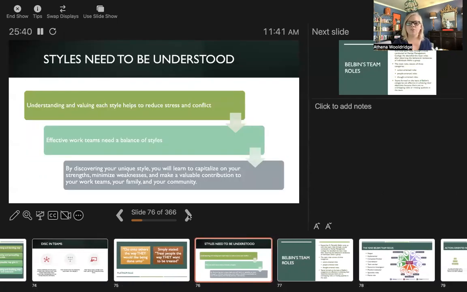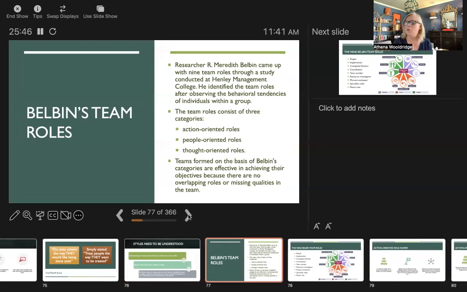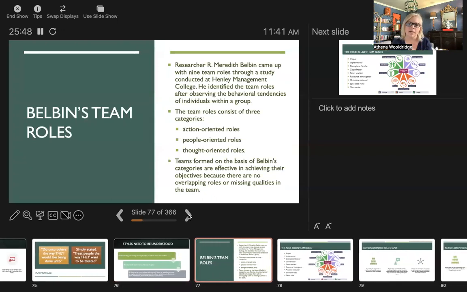Okay. There's some other things that we have to keep in mind too. DISC is one of the most important things, but there is something called Belbin's team roles. Researcher Meredith Belbin came up with three categories of team roles: action-oriented roles, people-oriented roles, and thought-oriented roles. They can overlap, but they make a lot of sense.